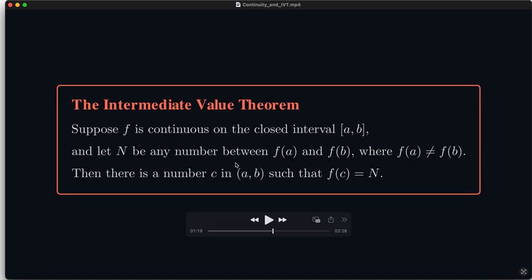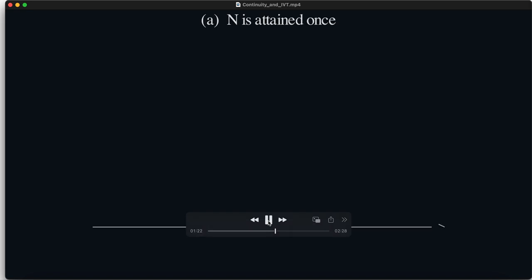Again, n could be any number between f of a and f of b. And this function guarantees that the function will attain that value at some point between f of a and f of b. Okay, let's give you a picture. I think this theorem is very simple if I look at a picture.